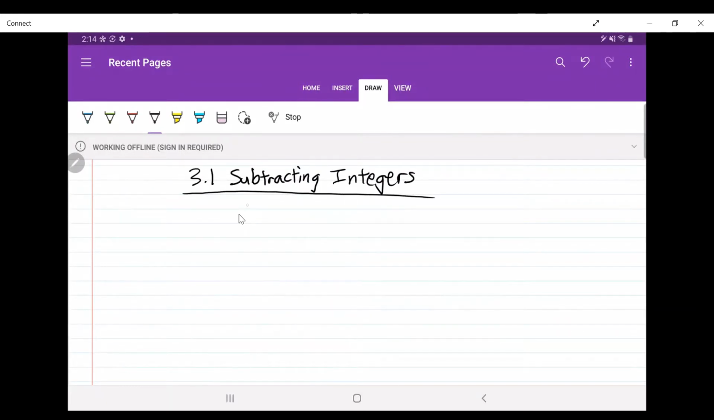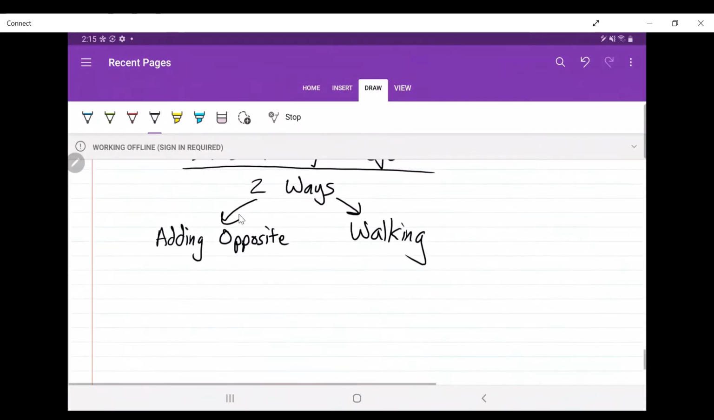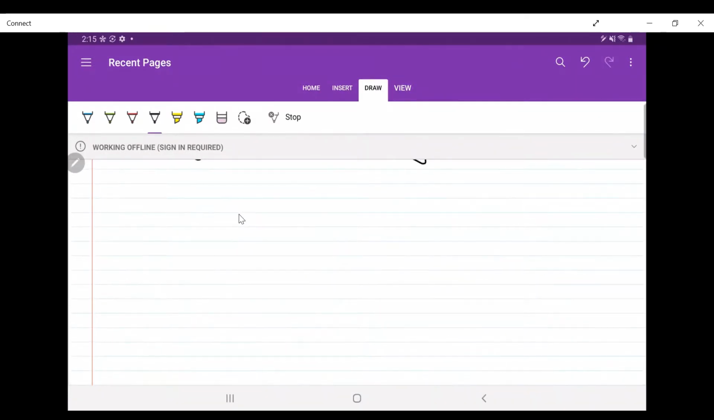So there are many ways to subtract integers, just like adding integers. However, there are 2 ways that are very effective, and we're going to focus on those 2 ways so that we can minimize mistakes, because oftentimes people struggle a lot more with subtracting integers than adding integers. The first effective method is called adding opposite, and the other method is called the walking method, and that involves a number line. So we'll start first with adding the opposite.